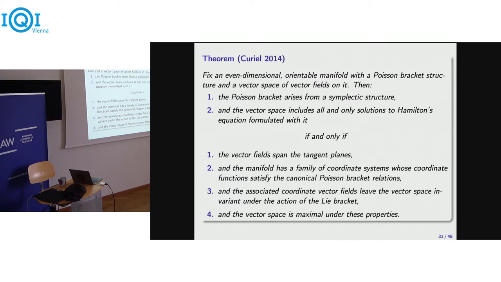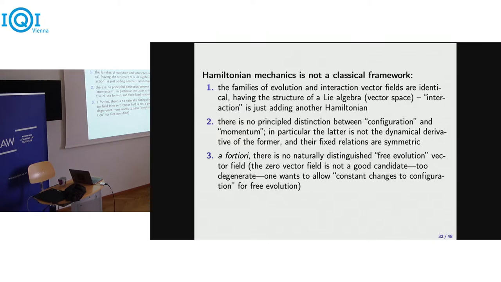So Hamiltonian mechanics is not a classical framework in this sense. The families of evolution and interaction vector fields are identical, having the structure of a Lie algebra, interaction just as adding another Hamiltonian. There's no principled distinction between configuration and momentum. That's intrinsic to the dynamics itself. In particular, the latter is not the dynamical derivative of the former, at least not in any asymmetric sense. They're fixed relations. The canonical Poisson bracket relations are completely symmetric.